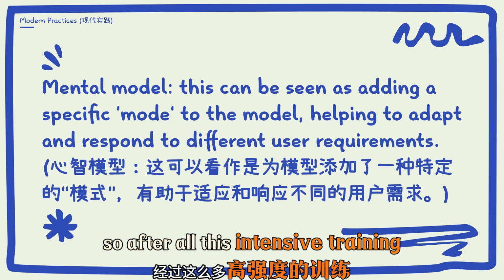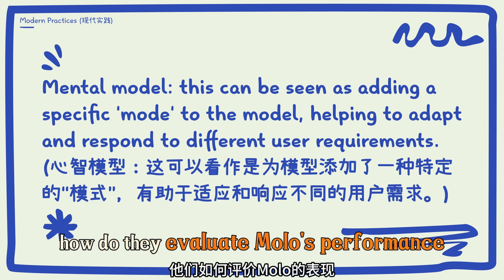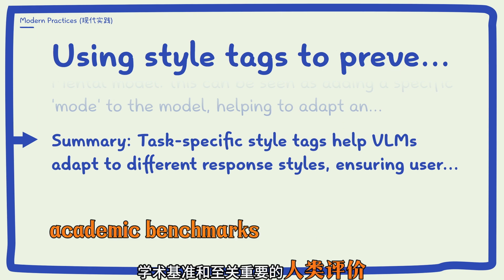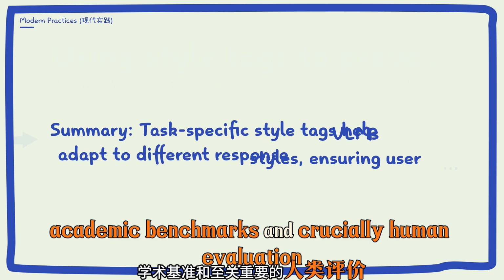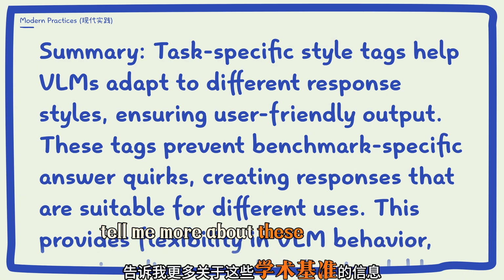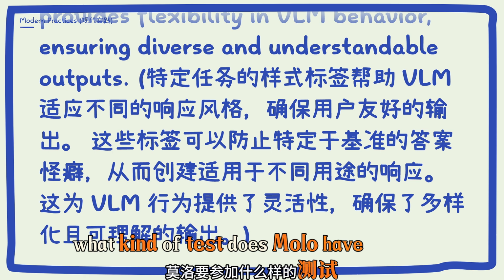So after all this intensive training, how do they evaluate Molmo's performance? How do they know if it's really a VLM superstar? They use two approaches: academic benchmarks and, crucially, human evaluation. Right, you need both the objective data and the human perspective. Tell me more about these academic benchmarks. What kind of test does Molmo have to take?